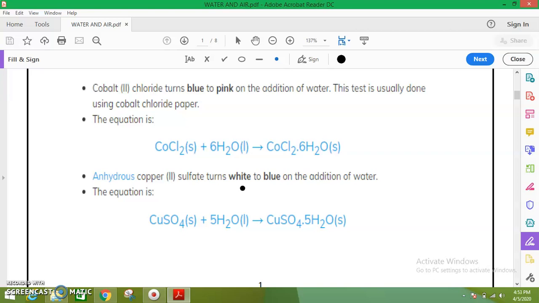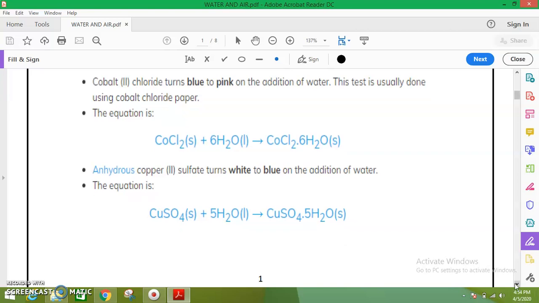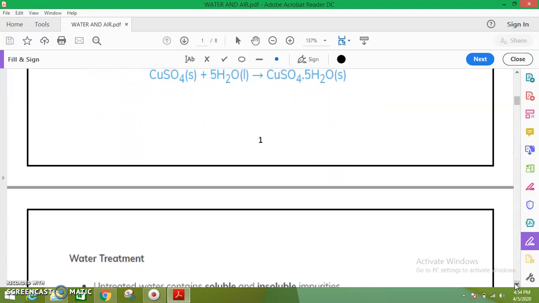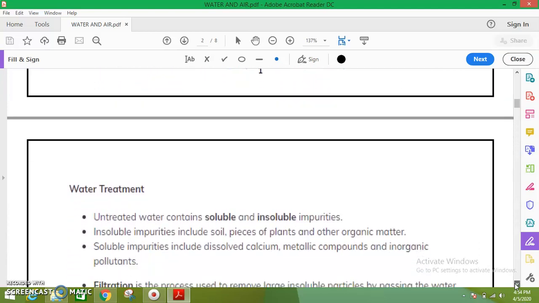So here copper sulfate, initially CuSO4, its color is white. When you add water molecules to copper sulfate, its color changes from white to blue. So copper sulfate dot 5H2O, it means its color is blue. This is all about the chemical test of water. It means we are going to identify the presence of water. Is there water or not?